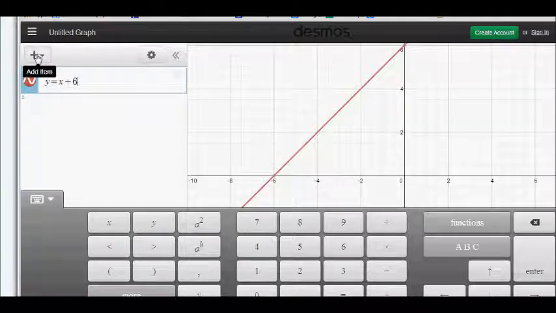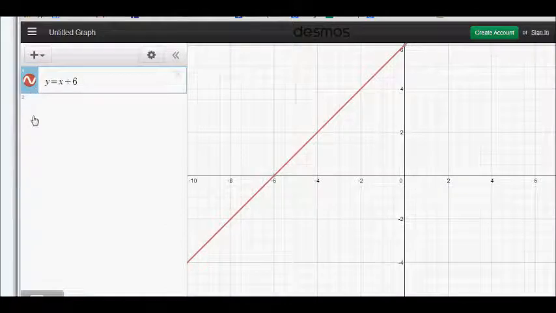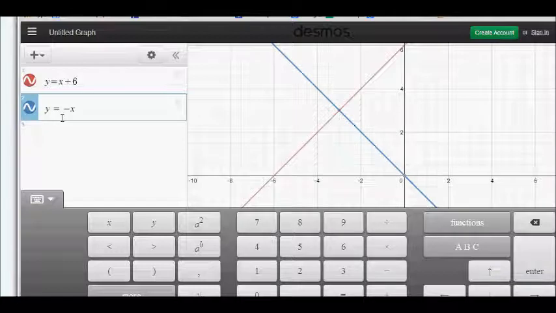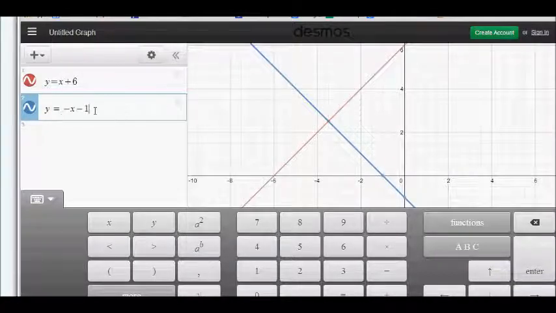Now I'm going to add another equation. So I go down to number 2. They've changed this slightly since the last time I used it. And I'm going to type in y equals negative x minus 1. And as quick as I could put in the -1, we have that equation graphed as well for us.